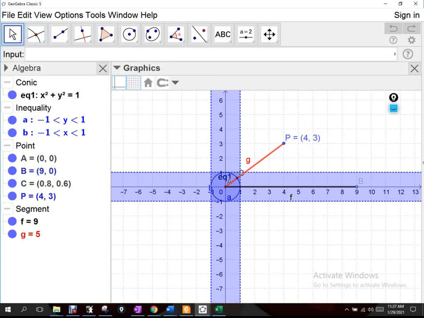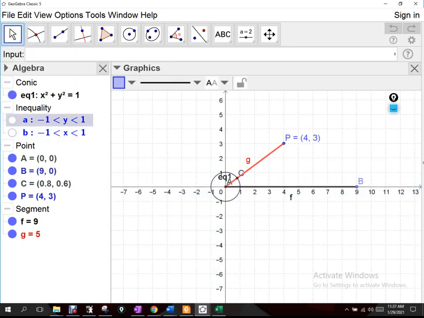Okay, so let's hide some stuff here, clean it up a little bit. So what we find out here is, let's just go real quick. Let's find what would be the length of this red segment right here if this point is 4, 3? Think about, what'd you say? It'd be 5. Why is it 5?